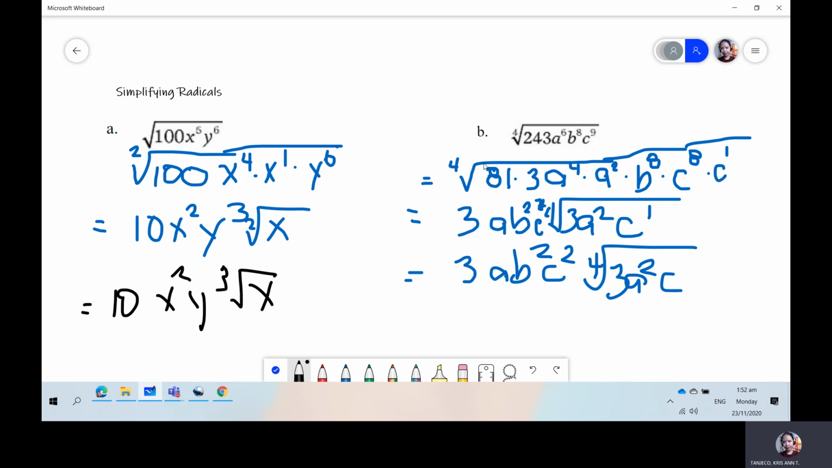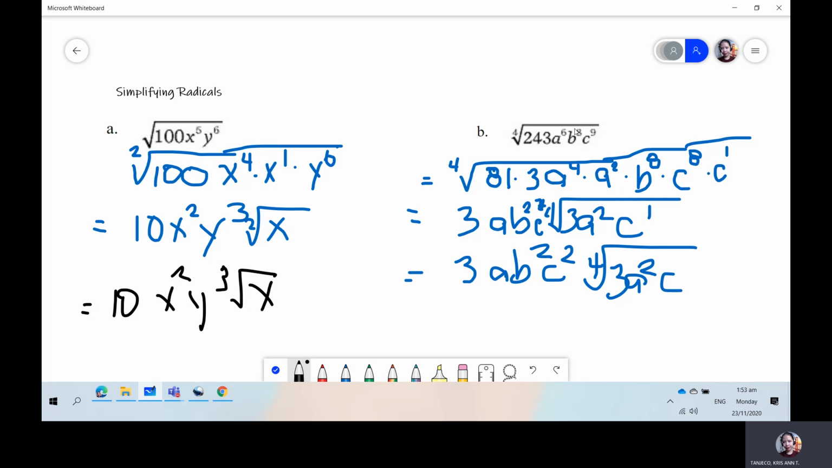The same goes with letter B. In letter B, we first factor out 243 because we don't have any fourth root of this number, so we need to factor it in such a way that one factor has already a fourth root. And then the next thing we're going to do is to check the exponent of the given variable if it is divisible by the nth root given here. In 6 here, as the exponent of a is not divisible by 4, we're going to split this one in such a way that the exponent must be divisible by 4. So that's why we have here a raised to the 4th and a raised to the square.